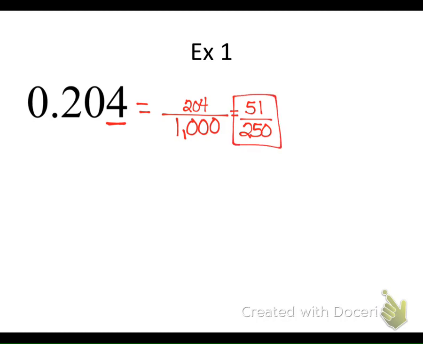Now, if you happen to get in a situation where you don't have a scientific calculator, what number should you always try to see if you're able to reduce them by? 5 or 2. If you can't reduce by 5 or 2, what's another number that you could try? 3, yeah. Good. All right, let's take a look at example number 2.